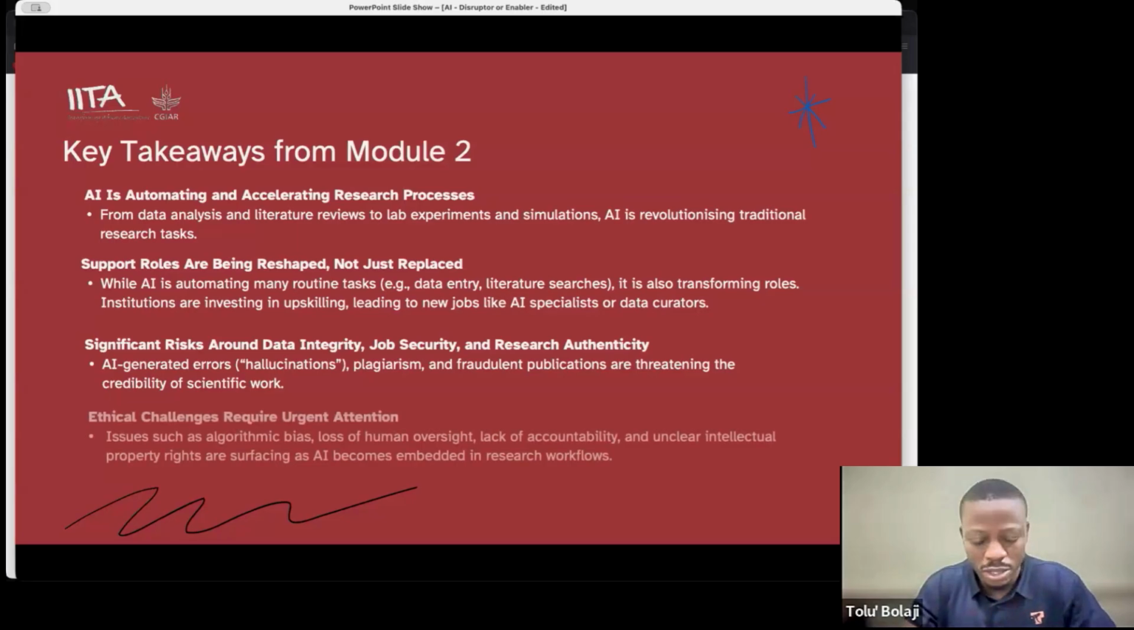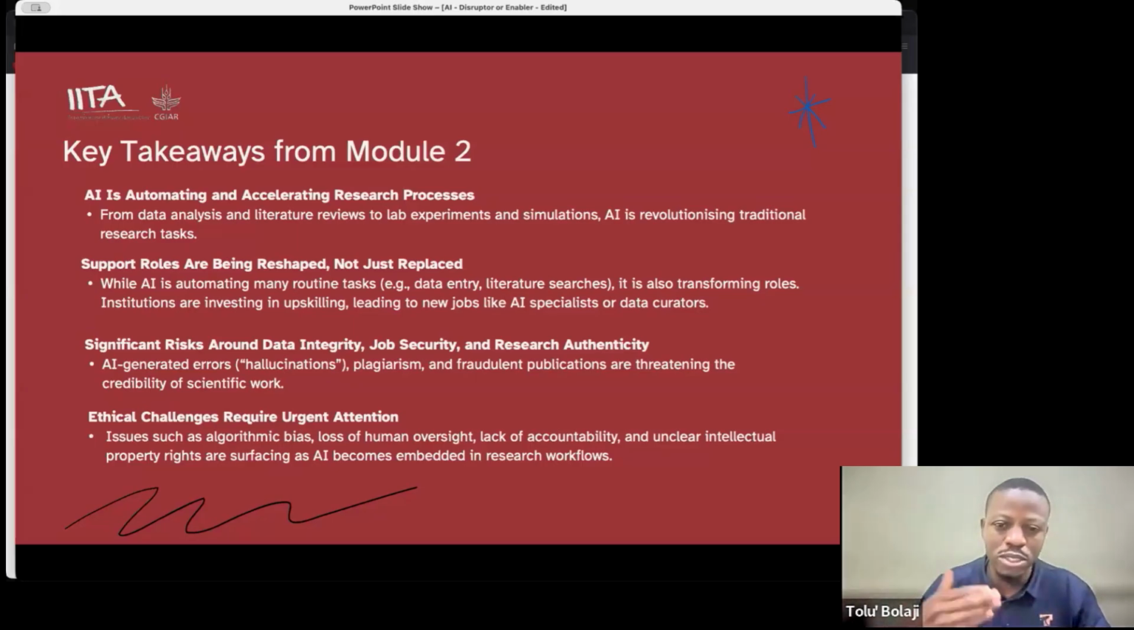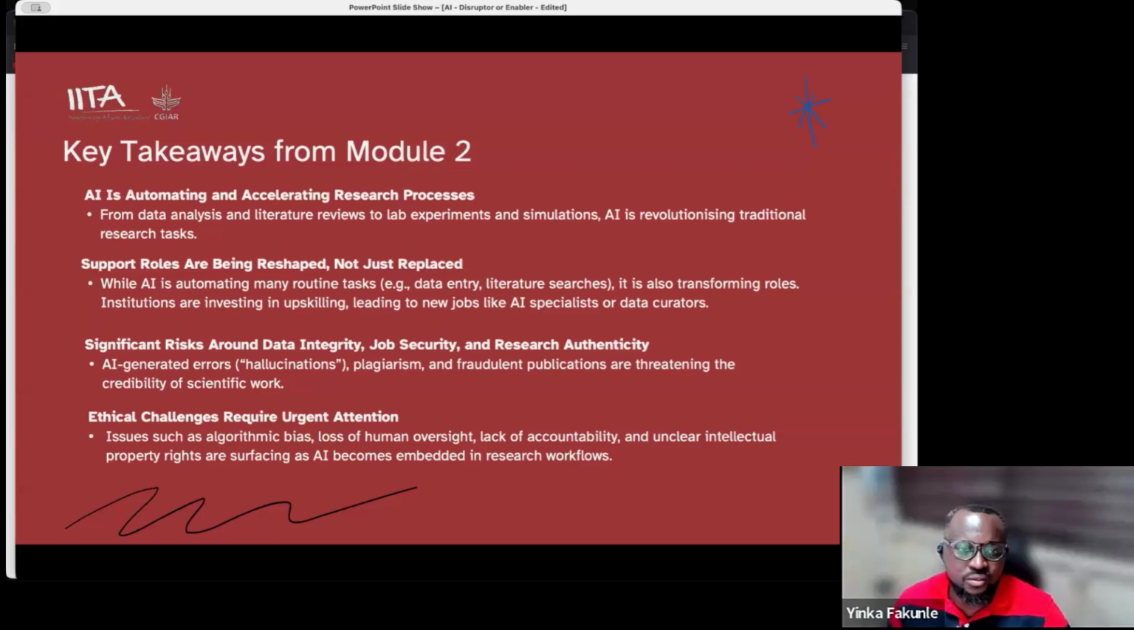And then lastly, one other thing that I picked from this session is the ethical challenges that require urgent attention with AI. Things like algorithmic bias, things like lack of accountability. Who's responsible for whatever is churned out by an AI machine? Also, intellectual property rights. It's now a blurry line, and I believe there will be more on that as the industry evolves. And it's crucial for us as an organization to address these things as we proactively adopt artificial intelligence. So thank you so much, sir, for this beautiful session. All right, thank you very much, Tolu.